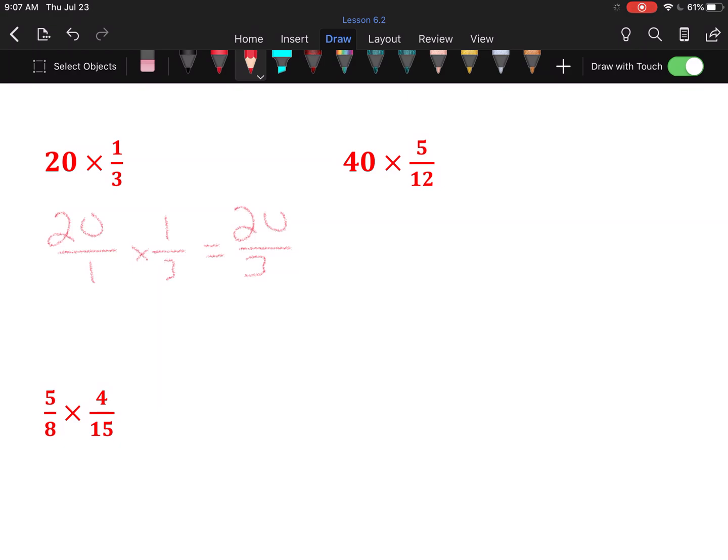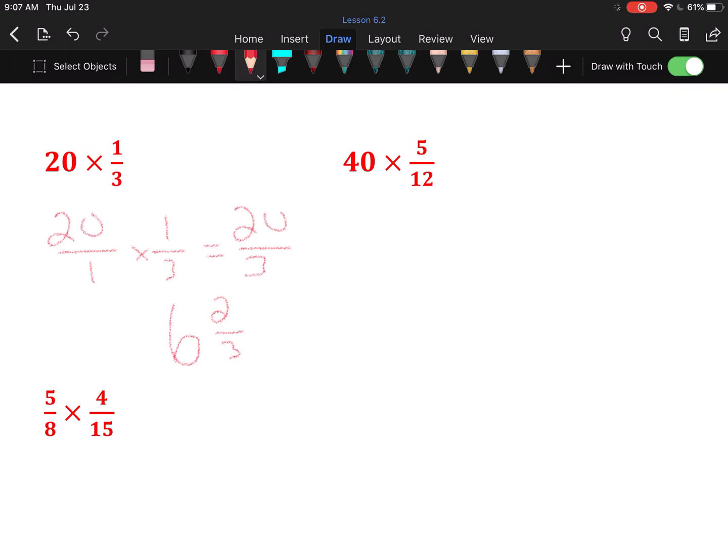So how many times can you take 3 out of 20? Well, 6. 6 times 3 is 18. So I can take 6 3s out of 20. And if I do that, I'm taking 18 away from 20. So that leaves 2 in the numerator. So 6 2/3.